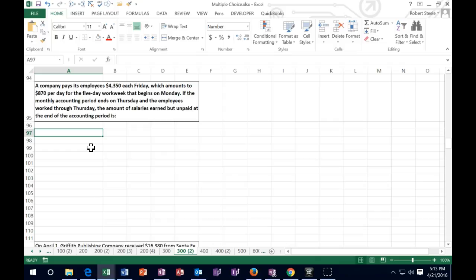If that gets paid at the end of the week on Friday, and the monthly accounting period ends on Thursday, and employees worked through Thursday, the amount of salaries earned but unpaid at the end of the accounting period is what?